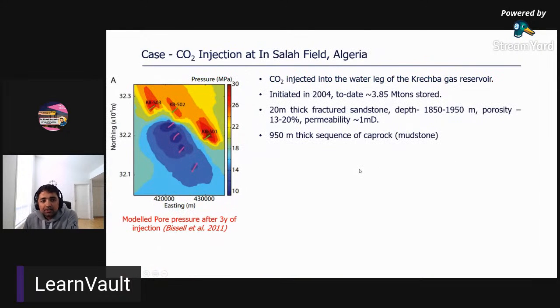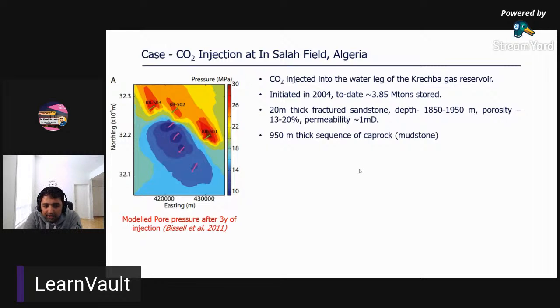Next example is CO2 injection in the Sala field. Okay, so here it was a different story. In Algeria, they had this Sala field where all the neighboring formations of the field were producing a high amount of CO2. Now, to remove that CO2, what they decided was to strip the CO2 from the gas production and then inject it into the gas reservoir.